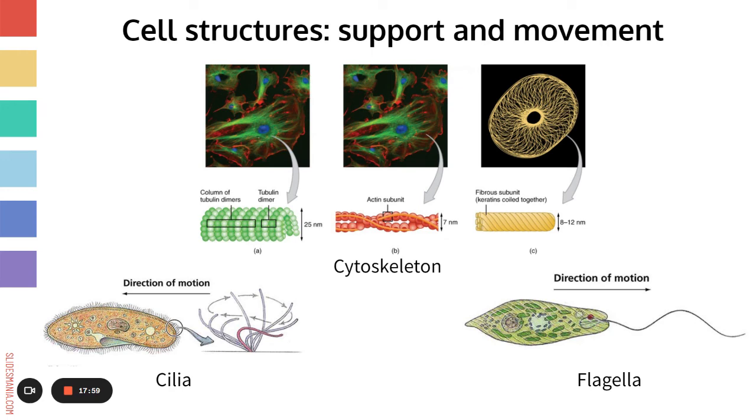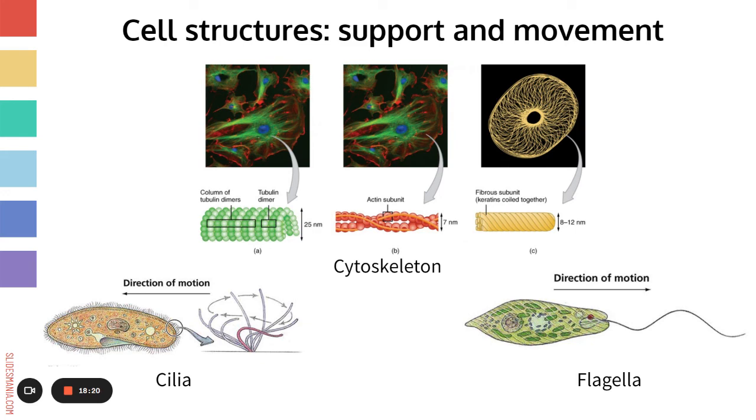The last thing that the cytoskeleton does is that it's really important for transport. So there are parts of the cytoskeleton that act almost like railways, where transport can be moved across these different cytoskeleton components. And then finally, we have two structures that are important for movement, and those are cilia and flagella.